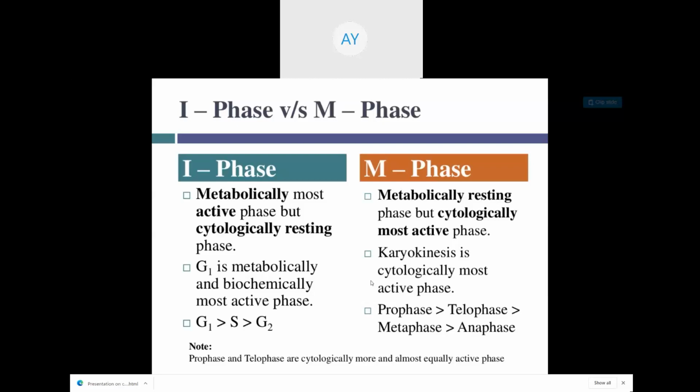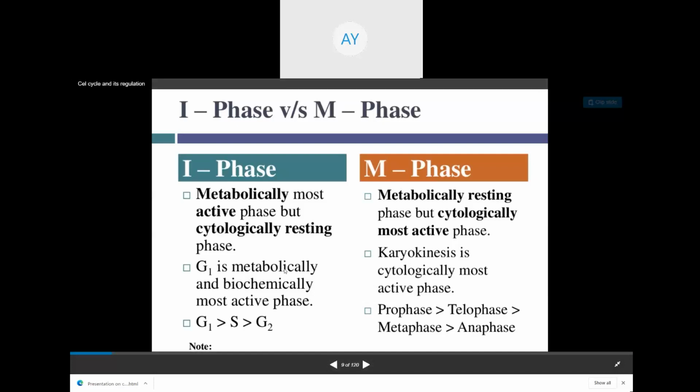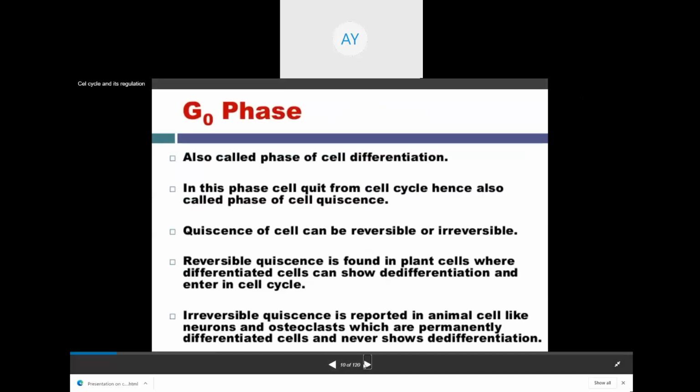So try to know the difference between I phase and M phase. I phase is the metabolically active phase where there is no division of the cell, while M phase, the mitotic or meiotic phase, is the actual division phase. So is it clear to all of you? Yes. Is there any question?